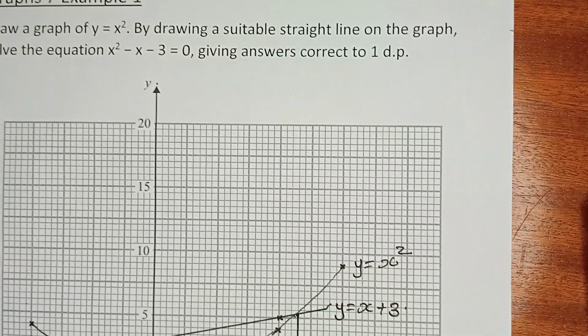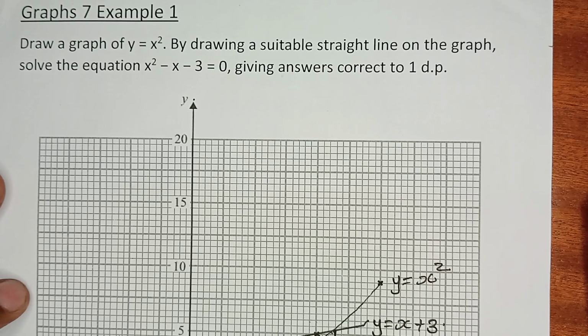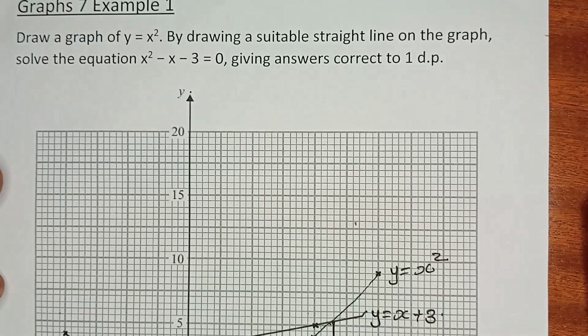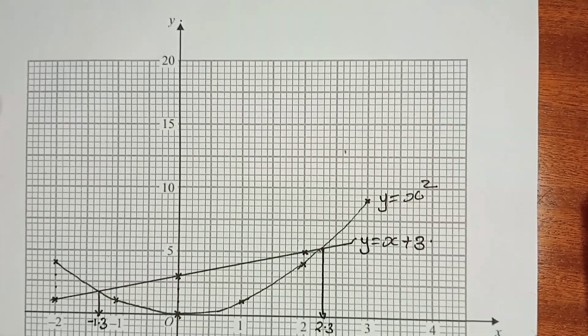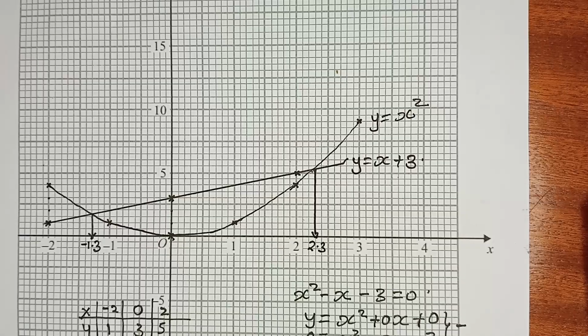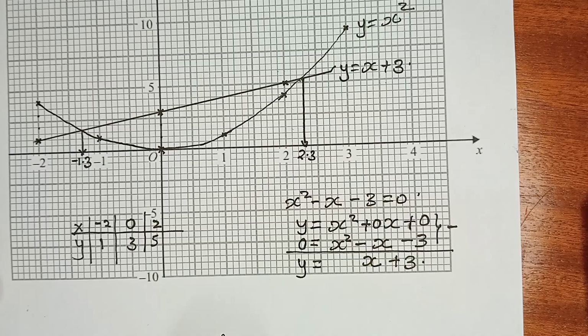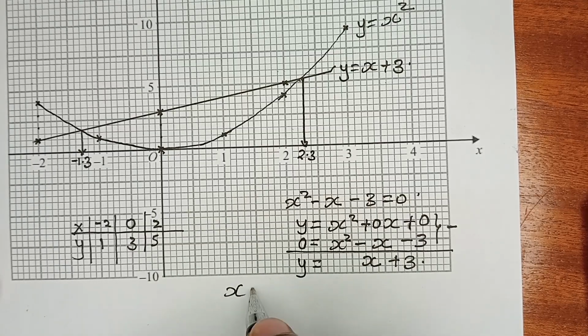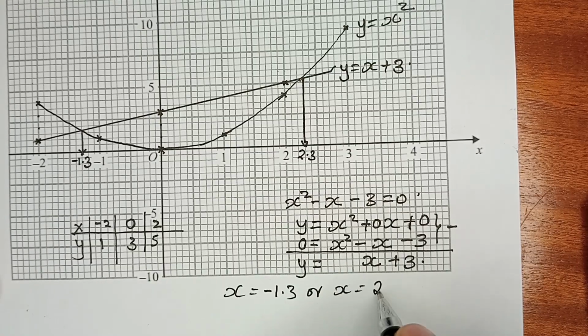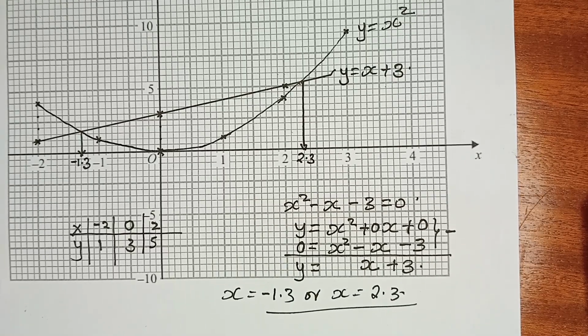The question is, draw a graph of y is equals to x squared, and by drawing a suitable straight line on the graph, solve the equation x squared minus x minus 3 is equals to 0. We have done everything, and we have actually gotten the points of intersection, and we can clearly say that our solutions are on the graph. What are our solutions now? x is equals to negative 1.3 or x is equals to 2.3. Those are the solutions to that particular question.